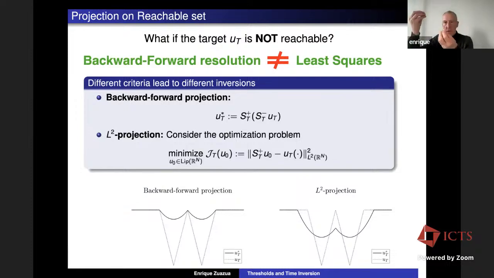And then the question is, can you somehow characterize this element that you get after backward, forward resolution of Hamilton-Jacobi? Can you characterize this like, say, a projection of the element into the subspace or manifold of reachable states? Is this some kind of projection? Is, for instance, this the L2 projection? And then we did a test. And then the test shows you this is not the case.